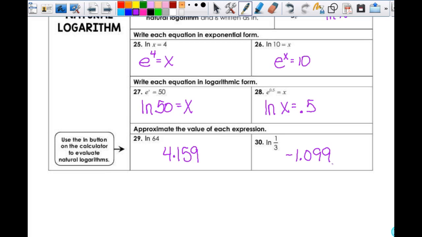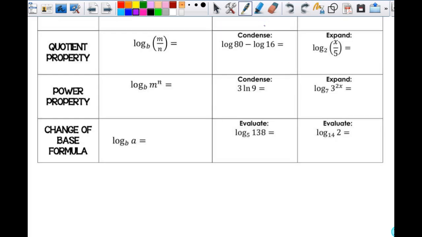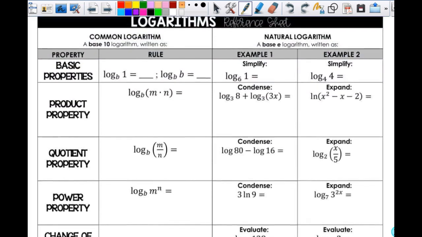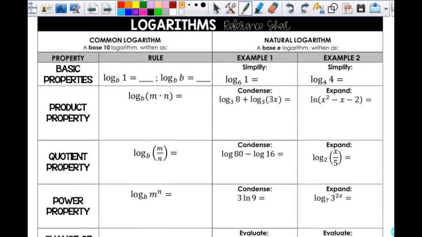All right. Now grab your little half sheet of pink paper. This is a reference sheet. We're not actually applying most of these rules today, but I wanted to use this time to go over this reference sheet before we got farther into this. So for our common logarithm, remember base 10 logarithm, you just write it as log of x. Don't put the base there. Natural logarithm is just written as the natural log of x.